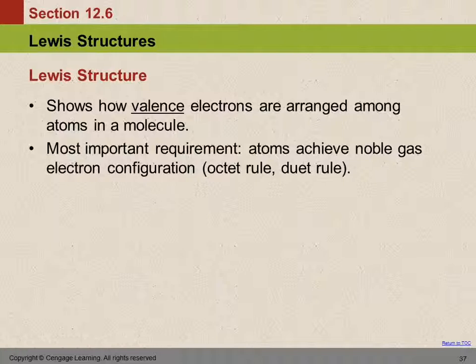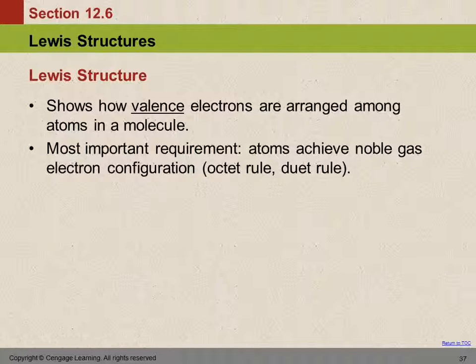So what a Lewis structure does is it shows the valence electrons and how they are arranged among the different atoms in a molecule. What are valence electrons? The electrons that are on the outside of the atom.